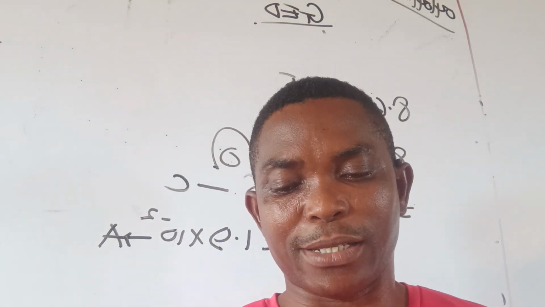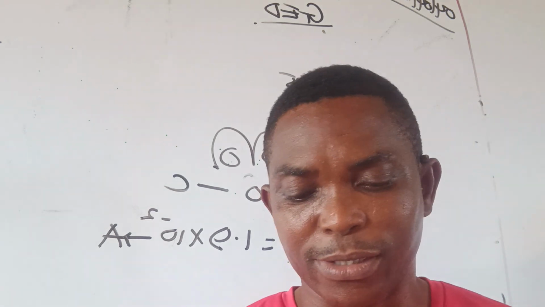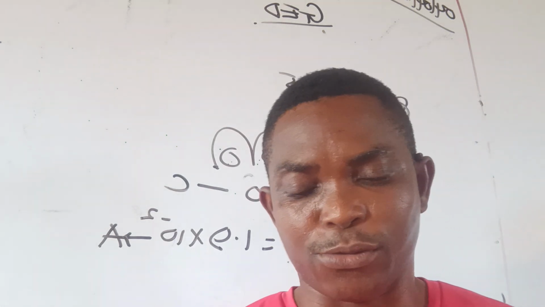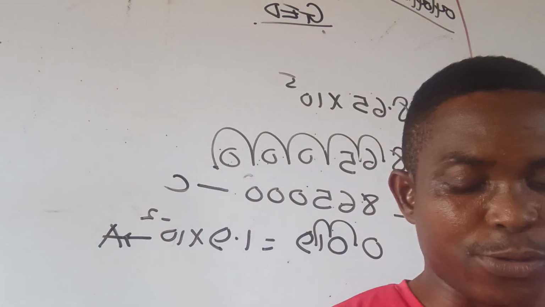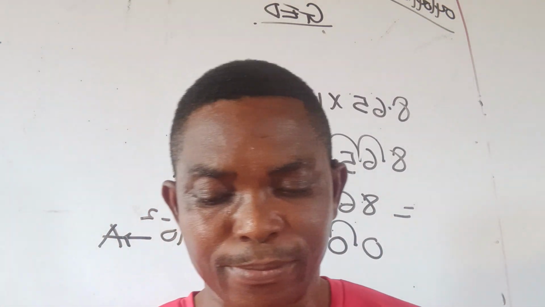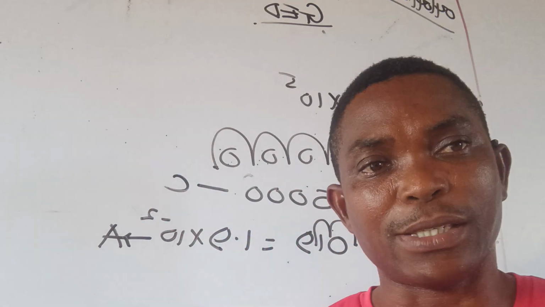4.2 times 10 raised to the power 2: is it more than 42,000? Is it equal to 42,000? Is it less than 42,000? So I want to believe at this junction you have learned one or two things.